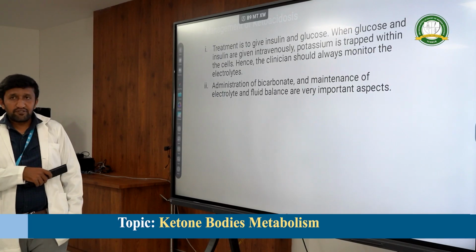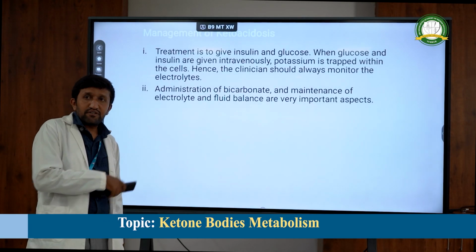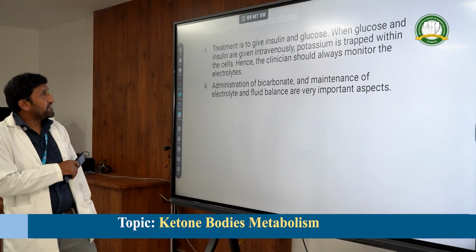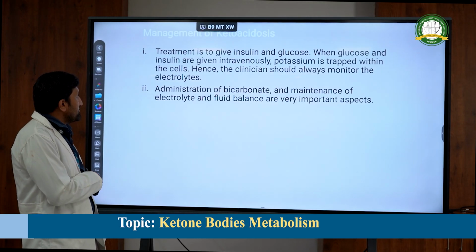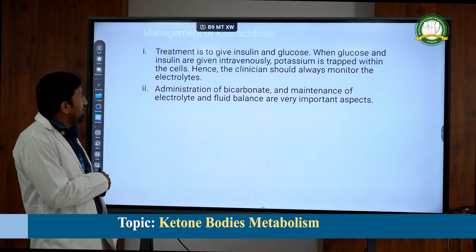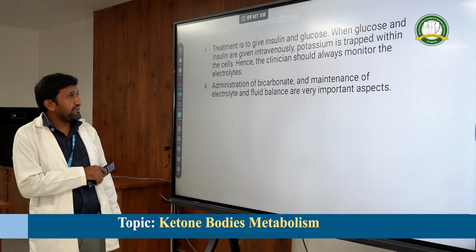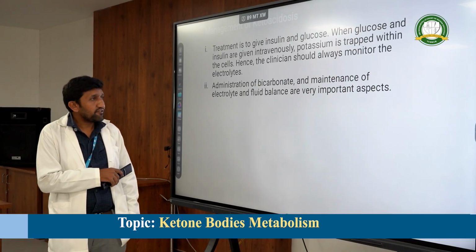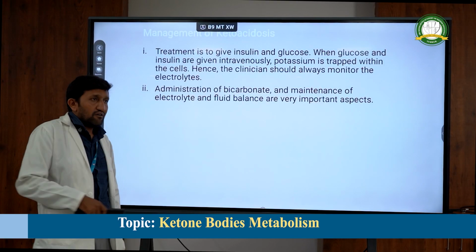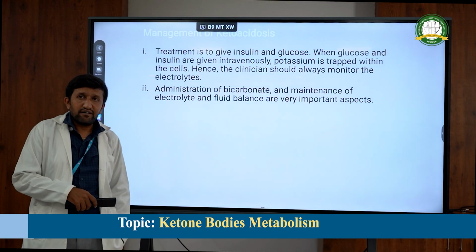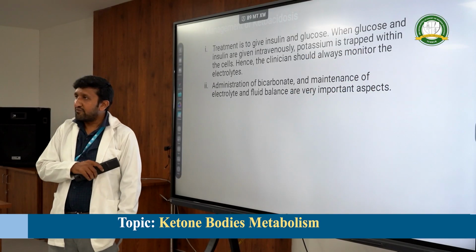And management of ketosis: treatment is to give insulin and glucose. When glucose and insulin are given intravenously, potassium is trapped within the cells, hence the clinician should always monitor the electrolytes, and administration of bicarbonate and maintenance of electrolyte and fluid balance are very important aspects. So this is ketogenesis, ketolysis and ketosis. This is an overview of ketone body metabolism.